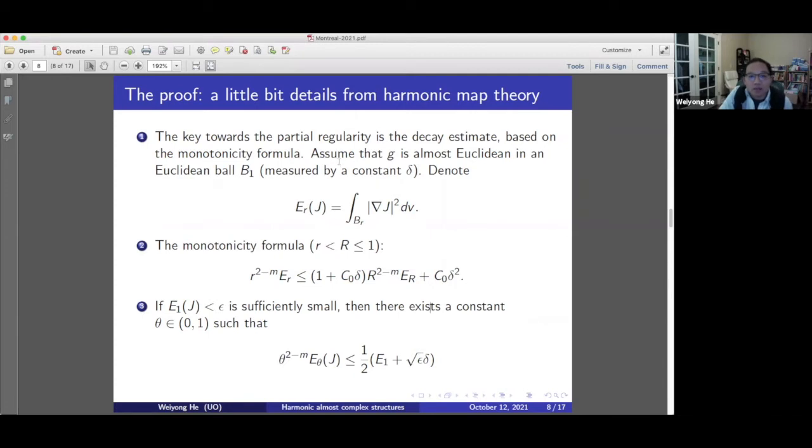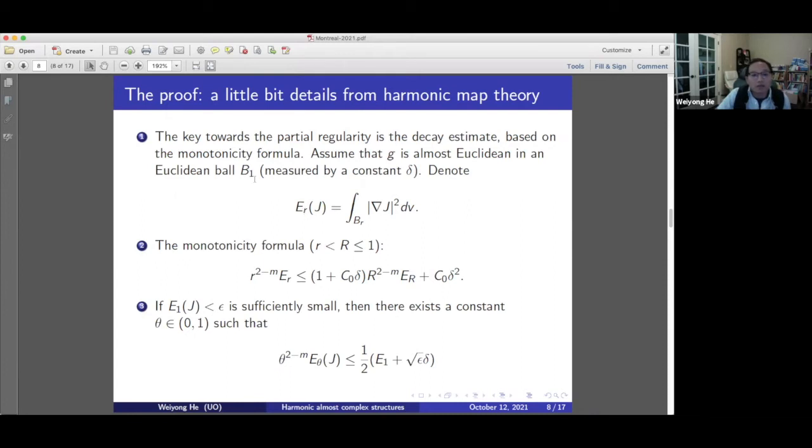So consider here, because this is a semi-linear system and the background metric is fixed, all the statements and methods of proof are essentially local. So we can just fix a ball on the manifold. We can assume that g is almost Euclidean in this ball. Roughly speaking, we measure the difference of this g to the Euclidean metric in this ball by a small constant delta and fix that. So we consider the energy in this small ball.